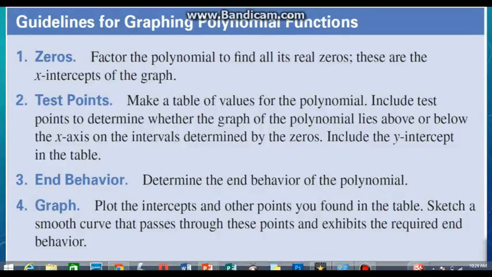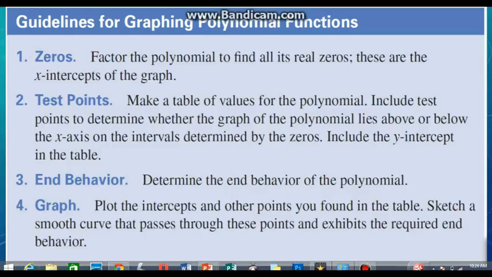There are guidelines for graphing polynomial functions. First, the zeros. Factor the polynomial to find all its real zeros. These are the x-intercepts of the graph. Second, the test points. Make a table of values for the polynomial. Include test points to determine whether the graph of the polynomial lies above or below the x-axis on the intervals determined by zeros. Include the y-intercept in the table.